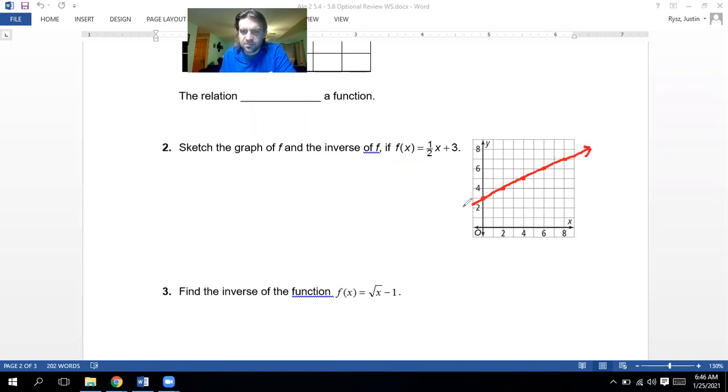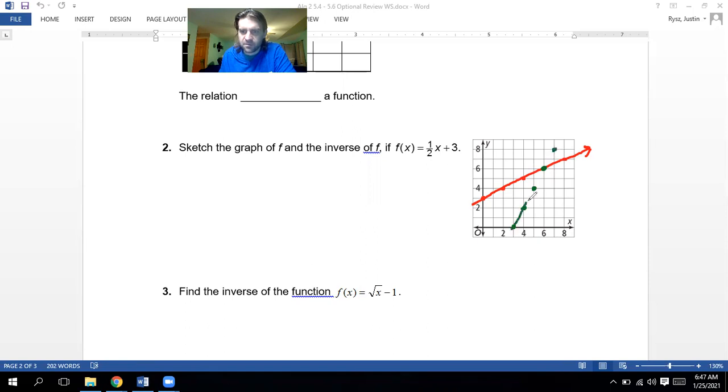Now, the dots are actually really nice, because we don't even need to actually find f inverse of x if we just use the dots. So we have this dot here that's at 0, 3. That means we would have another dot at 3, 0. This dot here that's at 2, 4, we'd have a dot at over 4, up 2. That dot that's at 4, 5, we would have another dot at 5, 4. This dot at 6, 6 would be at 6, 6. This dot here that's at 8, 7 would be at 7, 8.